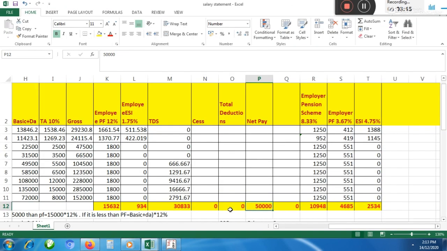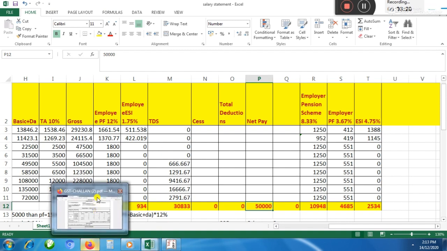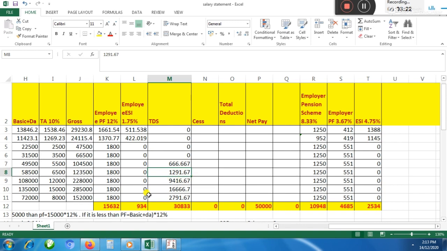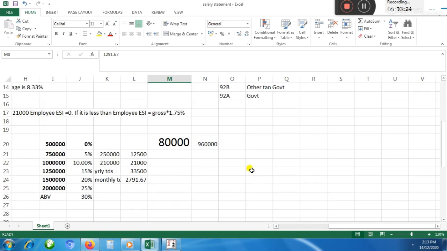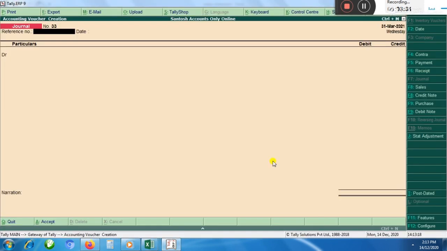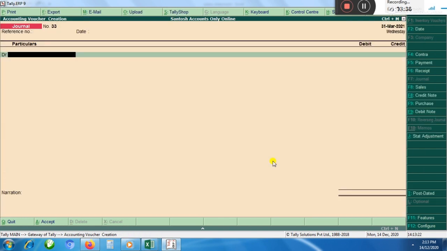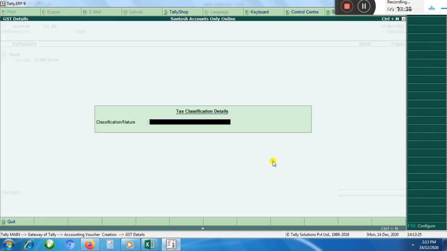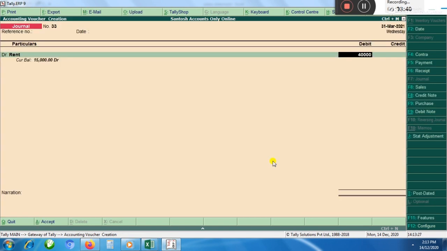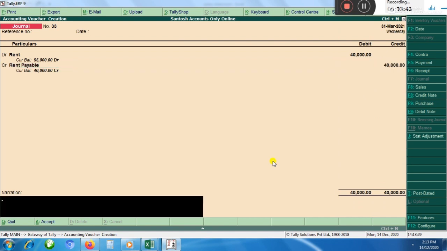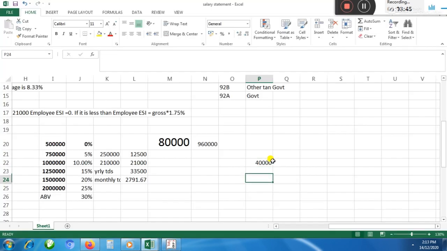Suppose you are paying rent also. Every month you are paying the rent. Assume that the rent you are paying is, say, 40,000. This March rent will be payable in the next year, but you have to show it this year on 31st of March. Rent account debit, it's already there. Rent account debit, how much is payable? 40,000. Credit rent payable.